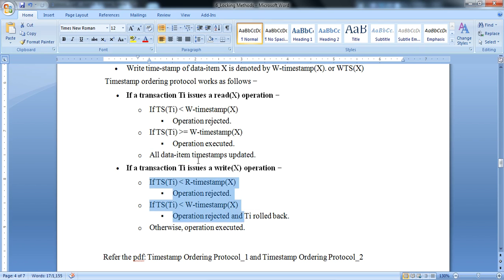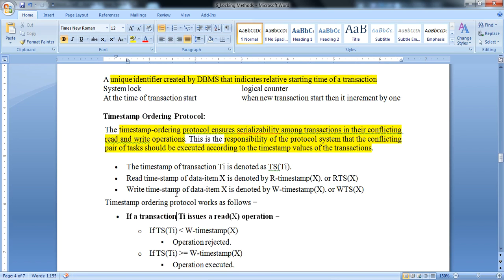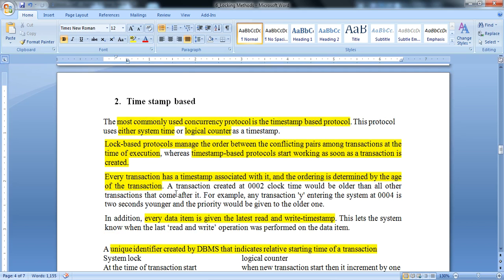That's why we apply this rule with the help of the timestamp ordering protocol, which maintains the serializability of the transactions. This is simply the way to keep the database consistent, and it ends the timestamp-based protocol under the locking method.